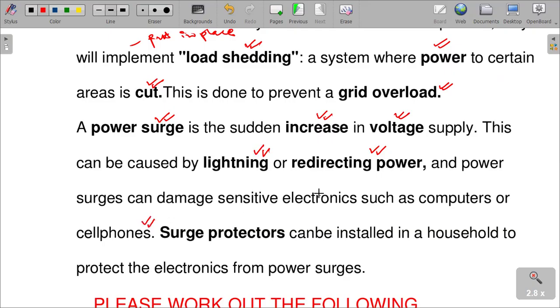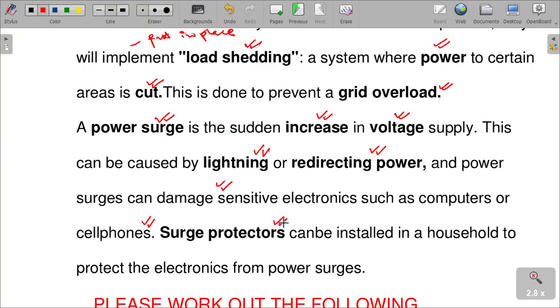A sudden increase in voltage supply is what is called a power surge. It can be caused by lightning or by redirecting power. Therefore, it is very dangerous since it can damage sensitive electronics such as computers and also cell phones. Power surge protectors can be installed in order to avoid damaging of sensitive electronics.